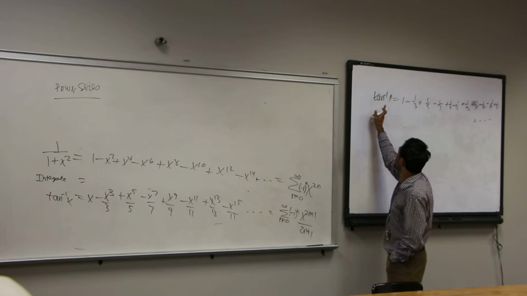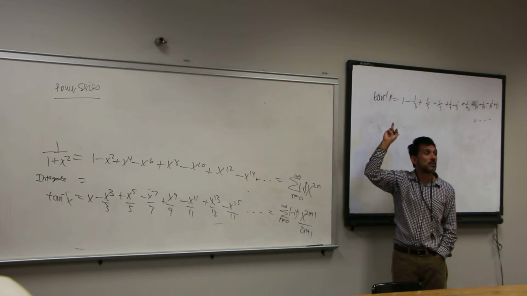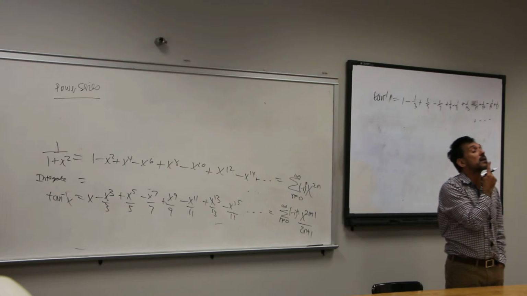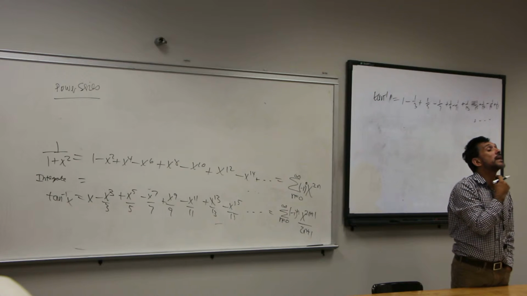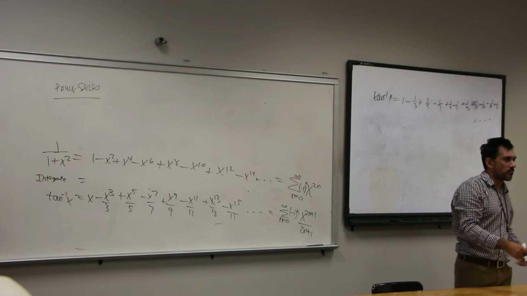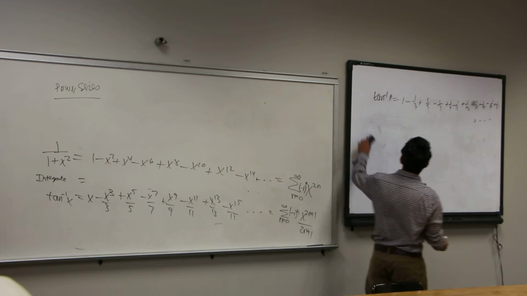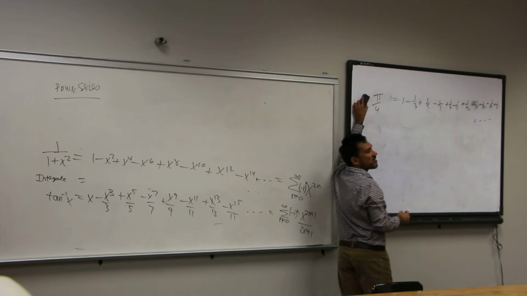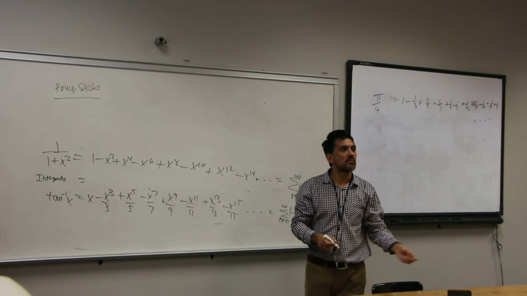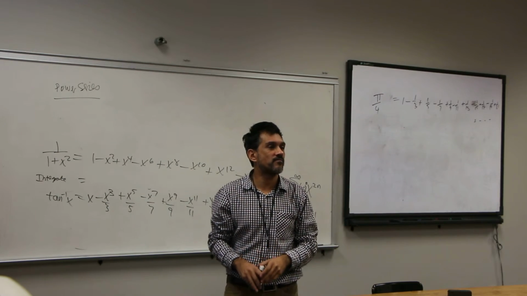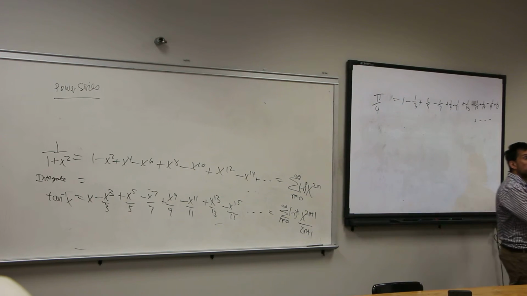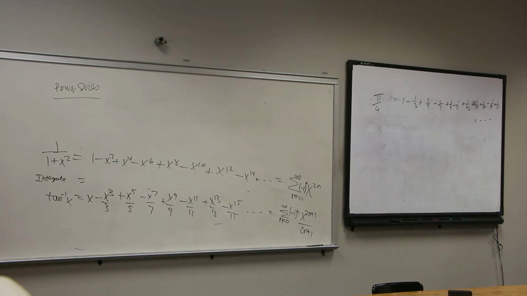And what have I got on this side? The angle whose tangent is 1. Pi by 4. So there, folks, is how you can find pi. Take this number here and multiply it by 4. You might get pi.